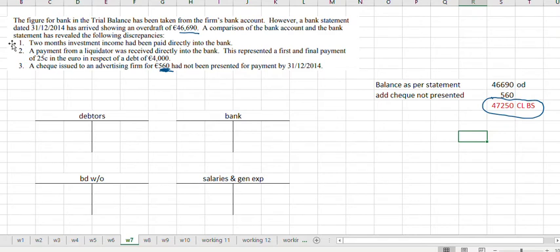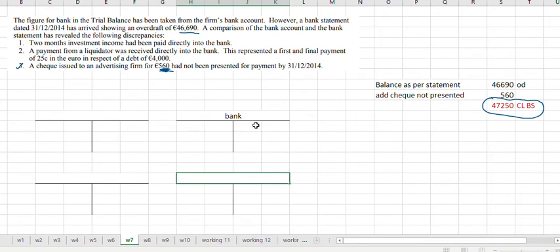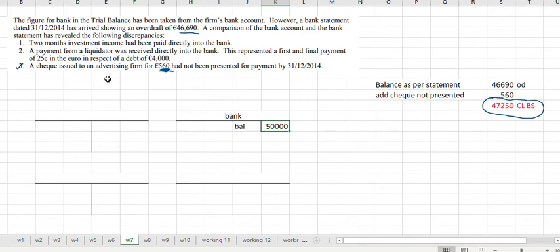Okay, we're going to deal with note 1. We've already dealt with note 3. Tick that off. We don't need to do that again. Note 1, 2 months investment income had been paid directly into the bank. So look for your bank figure. You're going to get this from the trial balance. It is 50,000 on the credit side. Balance 50,000 on the credit side. Just put it there. 2 months investment income had been paid directly into the bank account.